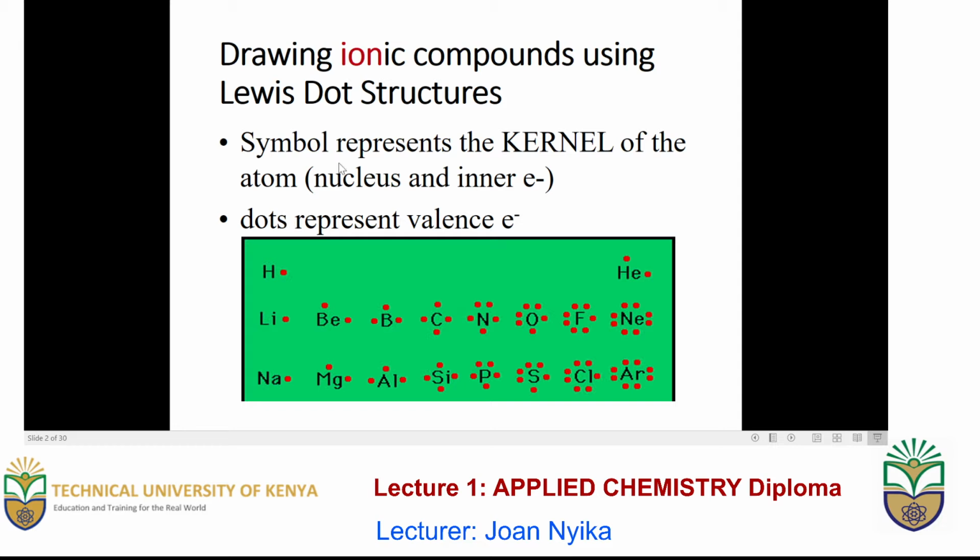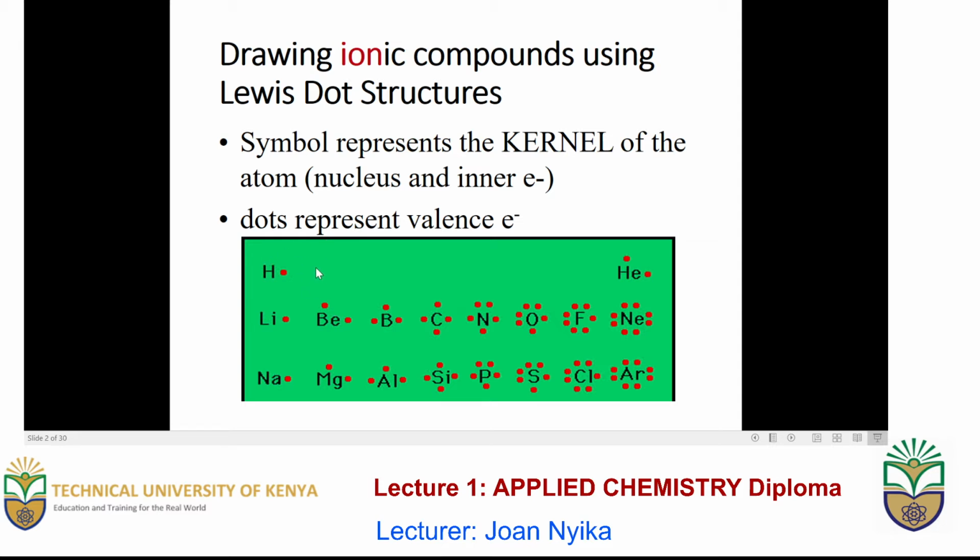In the Lewis dot structures, the symbol represents the kernel, or what we are calling the name of the atom, while the dots represent the valence electrons, that is, the electrons in the outermost shell.